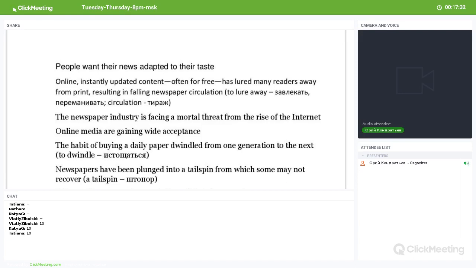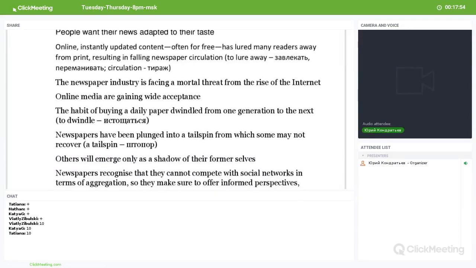Newspaper circulation, this is the number of newspapers that is produced. And to lure away means to take away some proportion of readers. All right. Then, the newspaper industry is facing a mortal threat from the rise of the internet. Online media are gaining wide acceptance. This is probably true. The habit of buying a daily paper dwindled from one generation to the next. Okay? To dwindle is like to decrease, to drop, something like this.